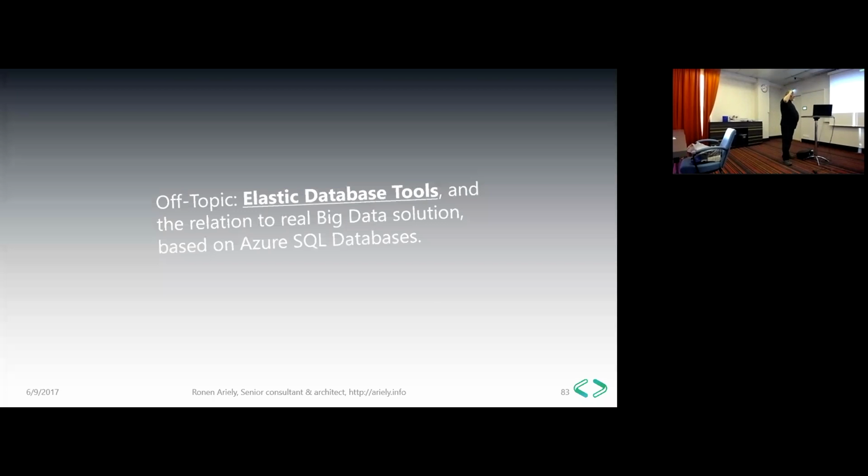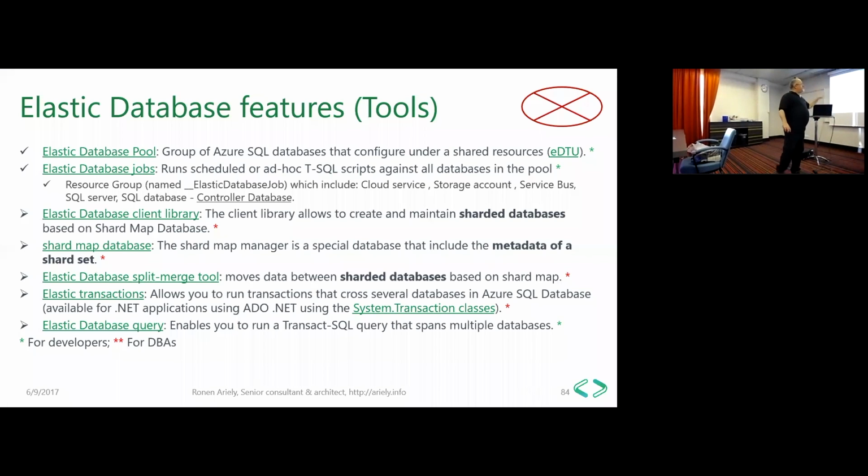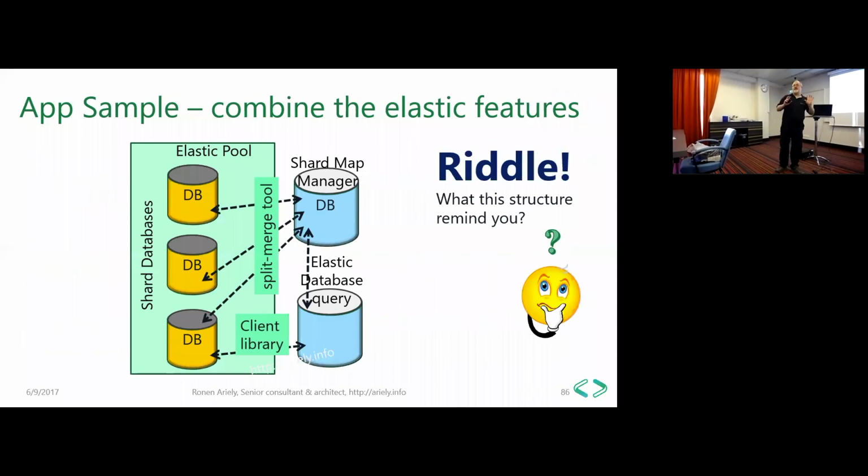And now that we have time, I want to move to something that is a bit off topic. I mentioned that Elastic Pool and Elastic Job are only two elements from a set of tools called Elastic Database tools. We don't have time to go over all the tools, and not all of them are here in the slide, but I designed a small system for shared databases. Let's go over the elements which I decided to use.